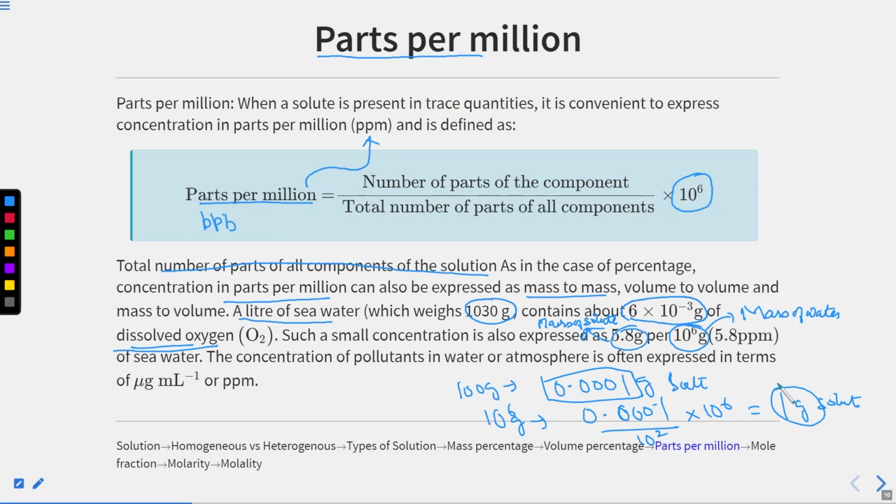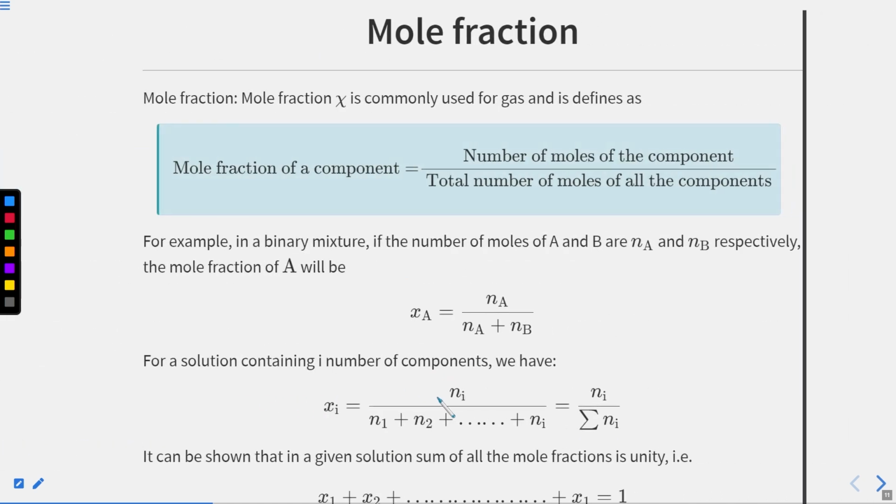So it is mainly used in those cases in which we have a small amount of solute dissolved in a large amount of solvent. Now one more thing here, we can also tell it as mu gram per ml, right? Mu means 10 to the power minus 6. Okay, so this was the thing about parts per million.